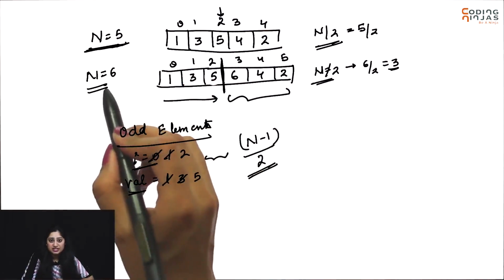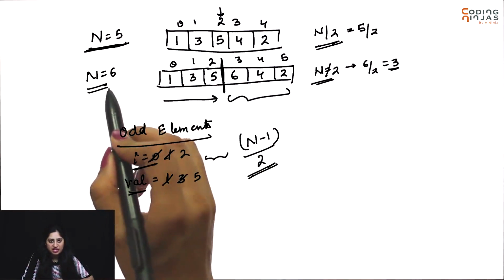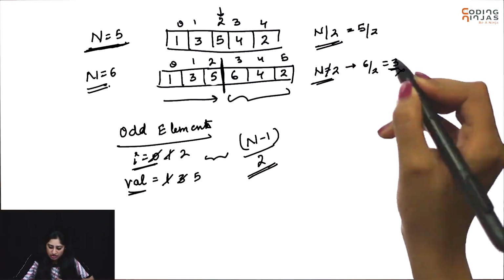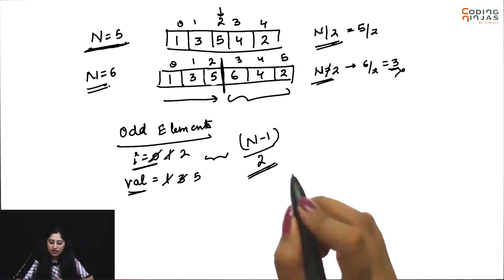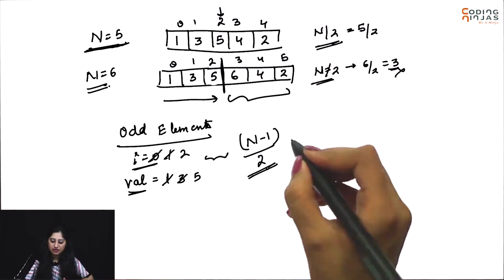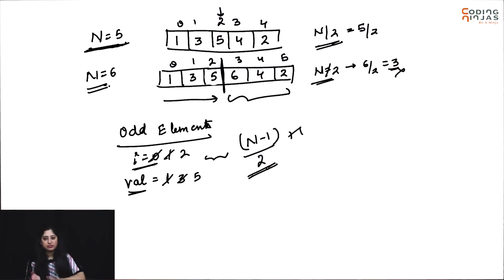Now if n is 6, that's an even number, 6 minus 1 is 5, 5 by 2 is 2, so you have to go to index 2. So now this obviously is incorrect. So (n minus 1) by 2 is the last index, I should say, in the odd sequence which I have to fill. Right. So the first even element that I have to fill in will be (n minus 1) by 2 plus 1. So just after that, right?